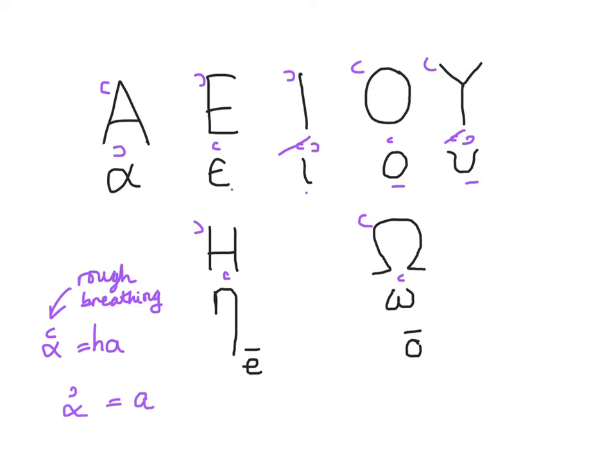So if we can read the first one, it's ha. Then read along with me, I, ho, hu. And then in the second row, I put a smooth breathing first, so it's and then ho.